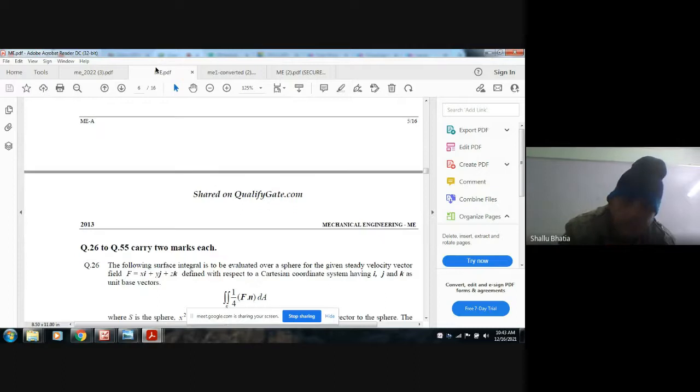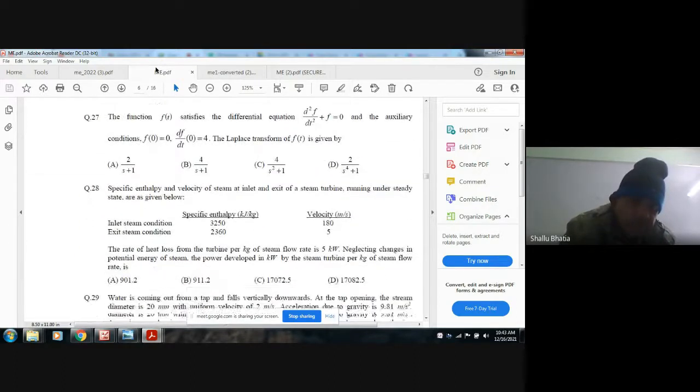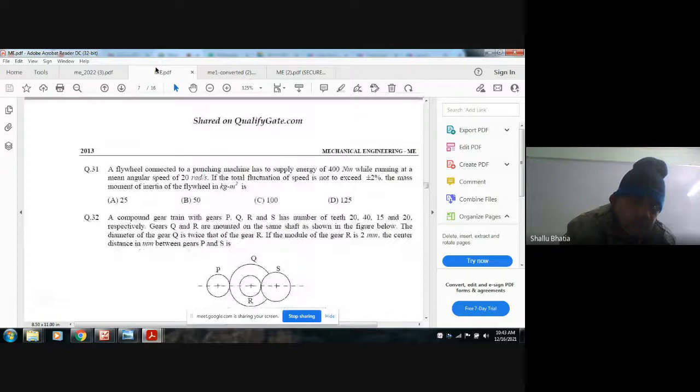Next question is question number 31. A flywheel connected to a punching machine has to supply energy of 400 Newton meter while running at a mean angular speed of 20 radian per second. If the total fluctuation of speed is not to exceed plus minus 2%, the mass moment of inertia of the flywheel in kilogram meter square is: A 25, B 50, C 100, D 125.